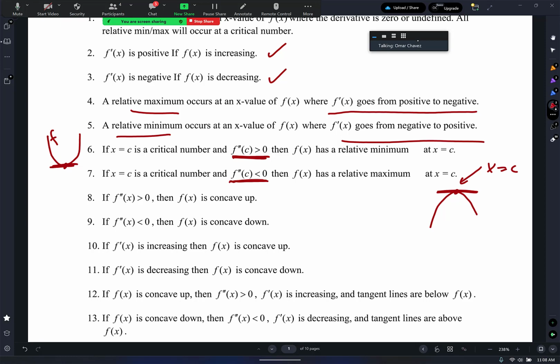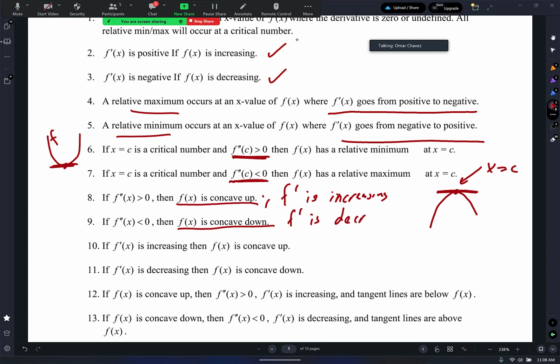If the second derivative is positive, then that means f of x is concave up. It also means that f prime is increasing. And I think I put that in here, but just in case, f prime is increasing. And if f double prime is negative, that means that f of x is concave down. So that also means that f prime is decreasing. Sorry about all that, guys.